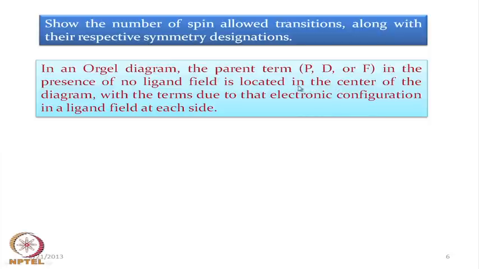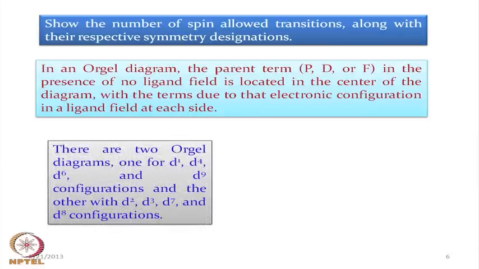So, this can be located at the center of the diagram. The center of the diagram will have these terms, and the terms due to that electronic configuration in a ligand field on each side. So, if we are getting a D term for two different types of electronic configuration, we will put D, and on the left hand we will have one type of splitting, and on the right we can have another type of splitting if it is originating from the D term.